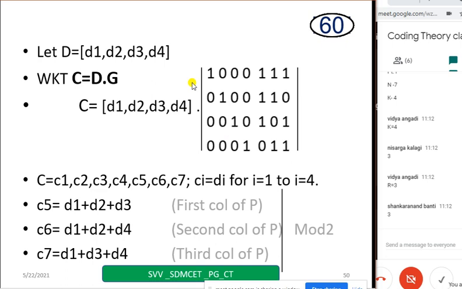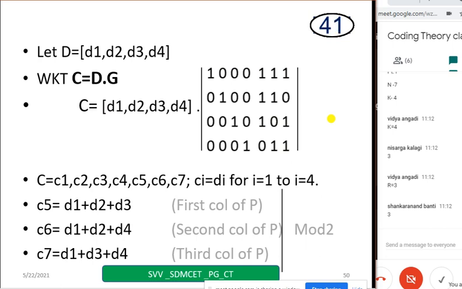So D, D1, D2, D3, D4, and identity matrix you can see 4 cross 4, therefore D is 4, and I am multiplying. What I have to do to get the first parity bit, first, second, third bit I have to add. To get the next parity bit, first, second, next bit I have to add. So D1, D3, D4 I had to add to get the next. So just observe this, and those who have completely got the idea, they can write C5 equal to. Even by seeing also you can tell, but do it and tell. C5, C6, C7, you can do it.